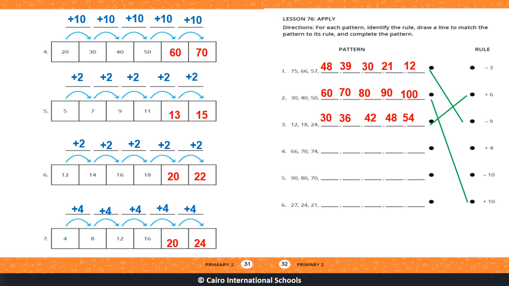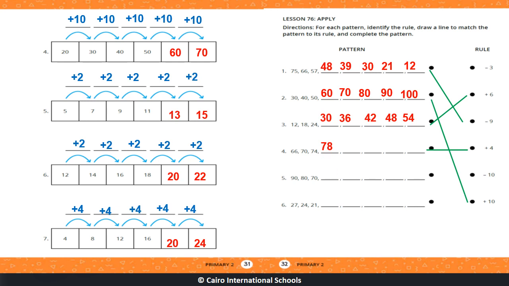In pattern number 4, the pattern is 66, 70, 74. Is this an increasing or decreasing pattern? It's an increasing pattern, so we will write plus in the pattern rule. If it's increasing, write plus in the pattern rule. If decreasing, write minus. Increasing by what? Subtract the first two numbers, a big number minus a small number, 70 minus 66. So the pattern rule will be plus 4. So each time we will add 4.